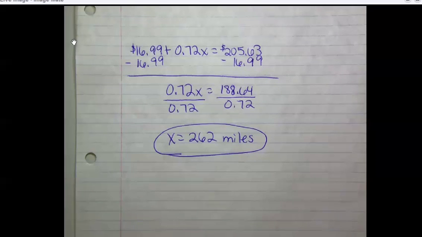Here are my notes. The base fee for renting the truck was $16.99 plus 72 cents per mile driven equals, so Juan had a bill of $205.63. And so we wanted to know how many miles did he drive the truck at 72 cents per mile, which is X. And so to solve for X, first I subtracted $16.99 from both sides of the equation and got 0.72x equals 188.64. And then divide both sides of the equation by 0.72, and X equals 262 miles.